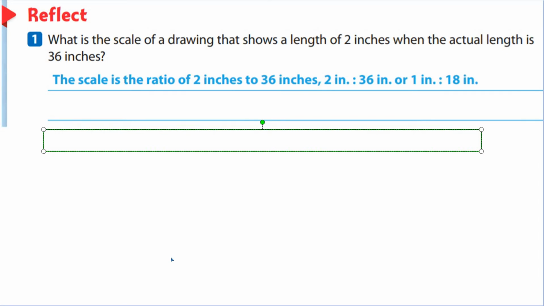The scale is the ratio of 2 inches to 36 inches. And if that's what you got, you obviously got that correct. 2 inches to 36 inches, or 1 inch to 18 inches simplified. The best way of doing that is actually writing it out. 2 inches to 36 inches, and simplified will be 1 inch to 18 inches. There you go.